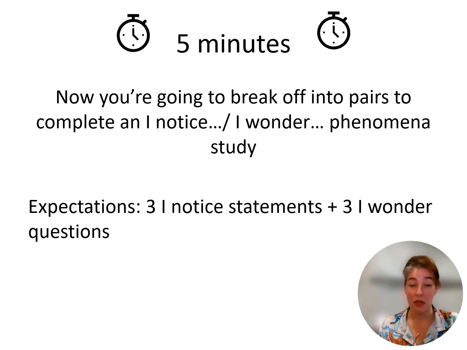All right, so at this point in my class, I want to take 5 minutes. I want us to break off into those pairs and complete an I notice and an I wonder phenomena study. My expectations are 3 I notice statements and 3 I wonder questions from both participants. So this is not just 6 between 2 people. This would be 12 between the 2 of you.